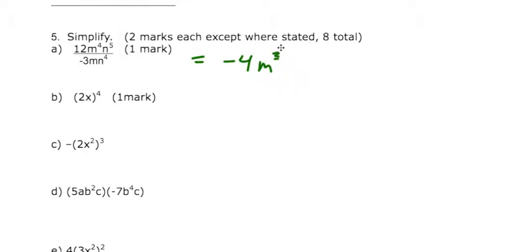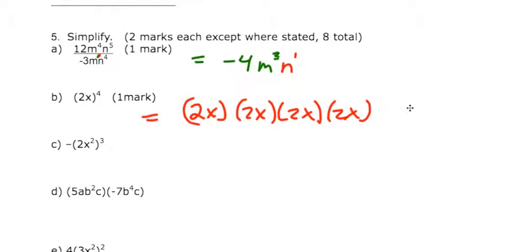So when you have two terms and you're dividing them, I have m to the 4 over m. So that's m to the 4 divided by m to the power of 1. 4 subtract 1 is 3. 5 subtract 4 is 1. So I'm done. Okay. Here I have 2x to the power of 4. So that's 2x times 2x times 2x times 2x. That's one way to look at it. Another way to look at it is this is 2 to the power of 4, x to the power of 4. Either way, you get 2, 4, 8, 16, x to the power of 4.